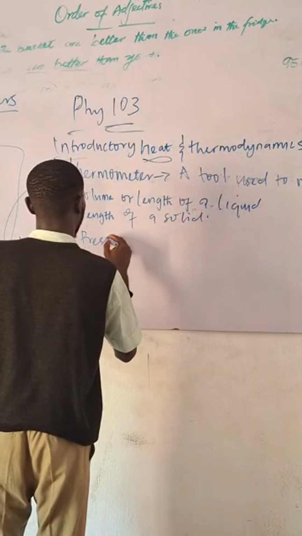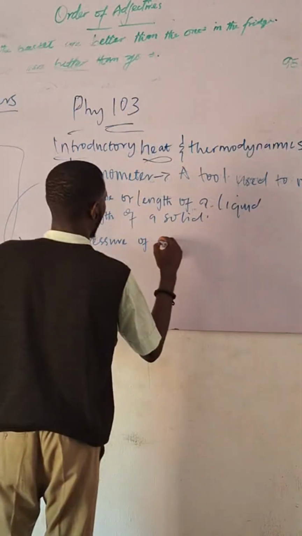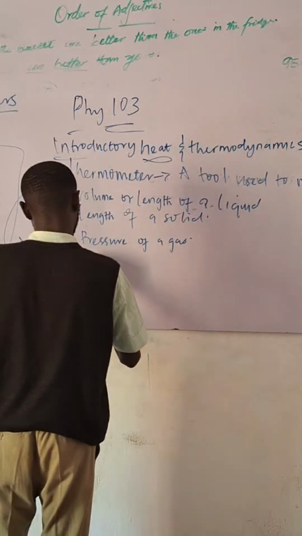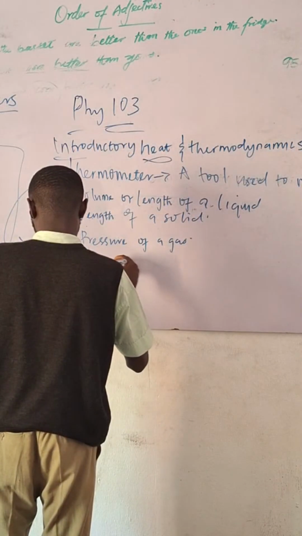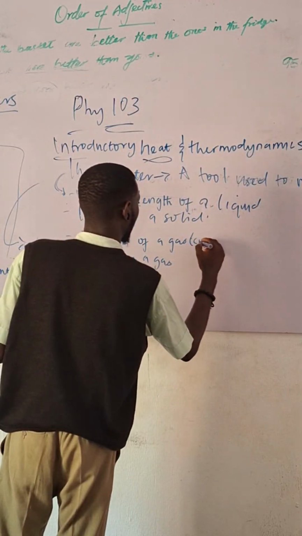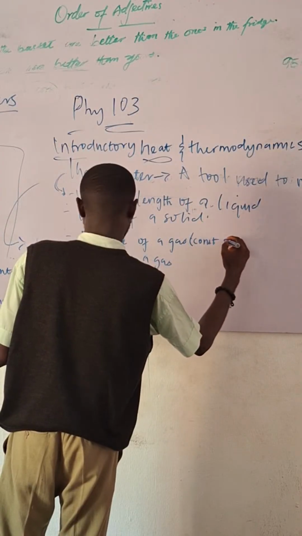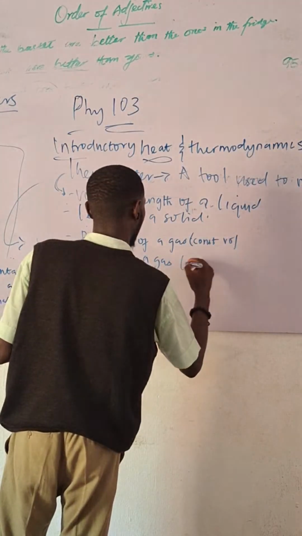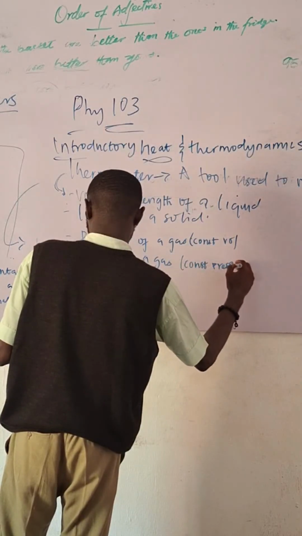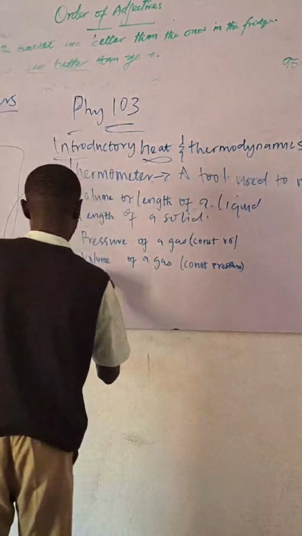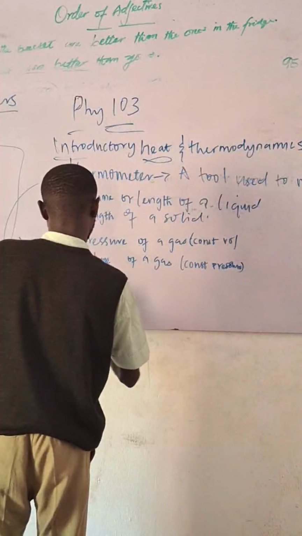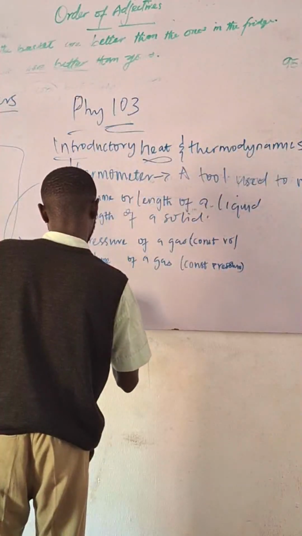If you use mercury, there can be an increase in volume because the mercury will continue to rise in response to temperature. Same thing, a solid can change shape when you heat. And you know that when you increase temperature, the pressure of a gas will increase at constant volume. So those are the things you're listening out for. You can also use the volume of a gas at constant pressure.